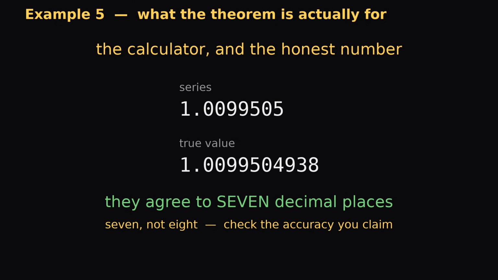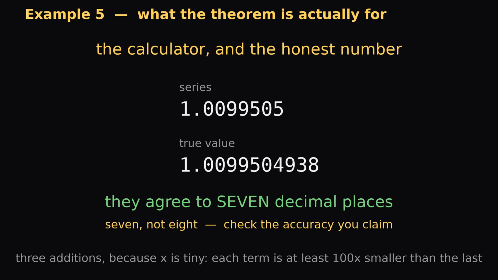7, not 8, and it is worth saying the honest number, rather than claiming the series is exact. 3 additions bought 7 decimal places, and the reason it is that good is that x is tiny. Every term here is at least 100 times smaller than the one before it.